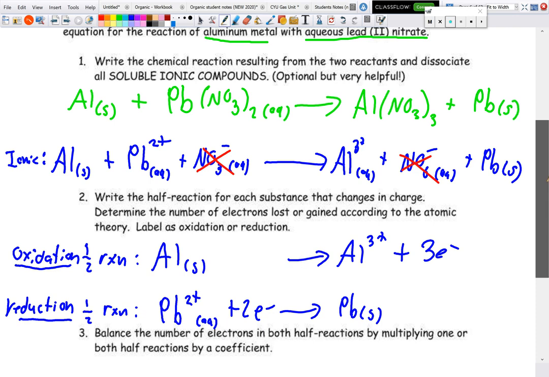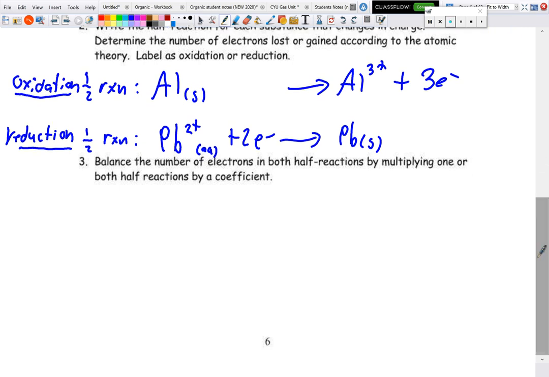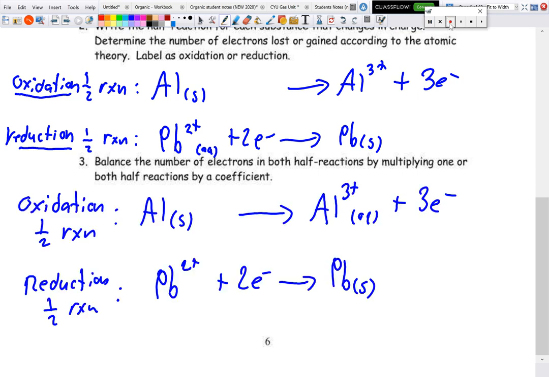Now step number 3, once we get our half reactions, we balance the number of electrons in both half reactions by multiplying one or both half reactions. So same thing, I'm going to write these out again. I just rewrote them so they look like this. Now I need to figure out how many electrons each needs to transfer so they equal out. Our oxidation half reaction, the aluminum, has 3 electrons, and our reduction half reaction, lead, has 2 electrons.